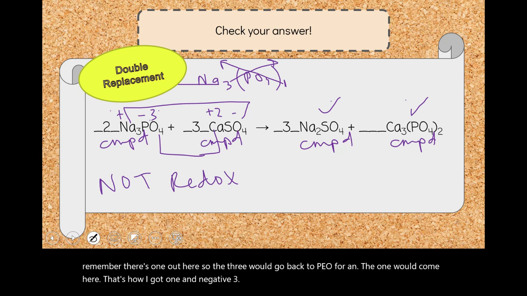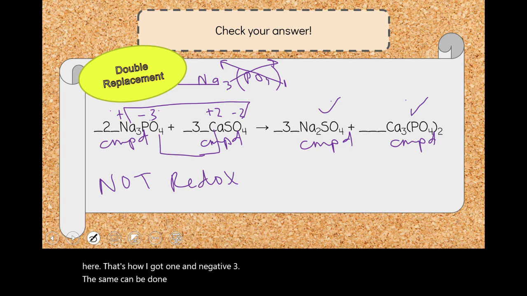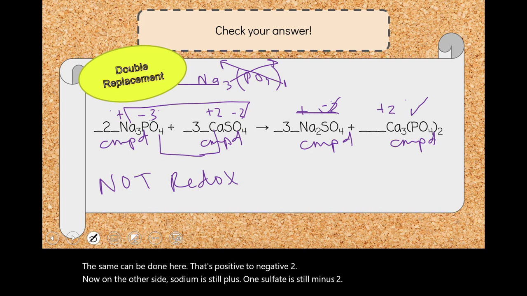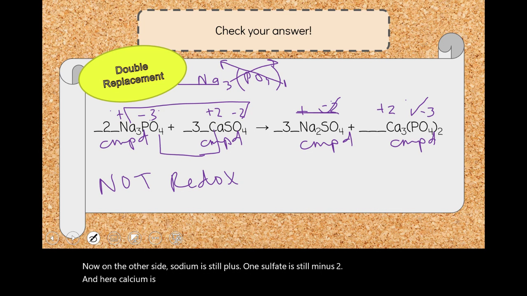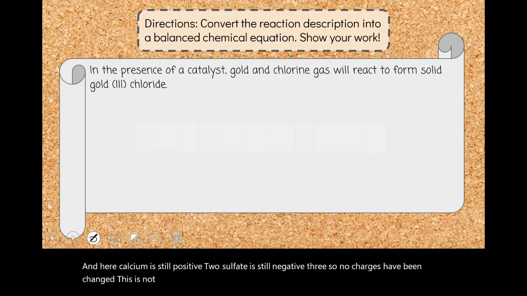The same can be done here. That's +2 and -2. Now, on the other side, sodium is still +1. Sulfate is still -2. And here, calcium is still +2. Phosphate is still -3. So no charges have been changed. This is not redox.